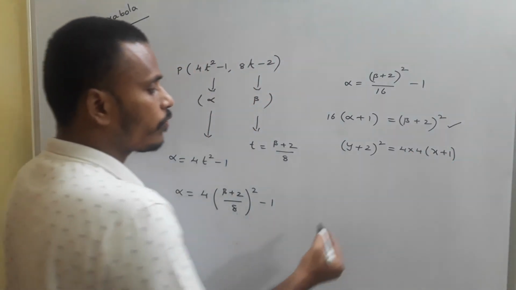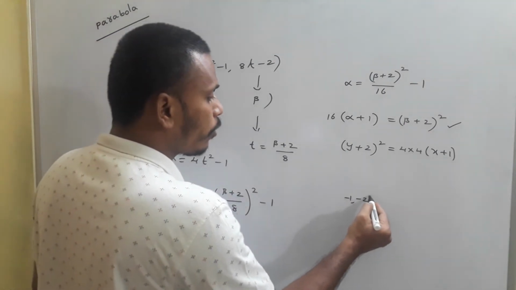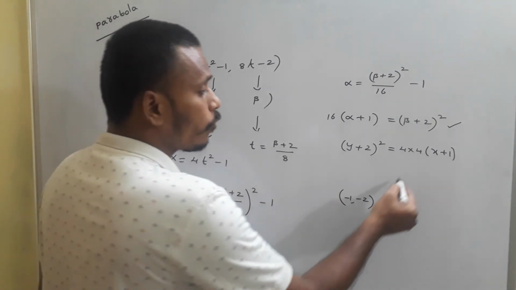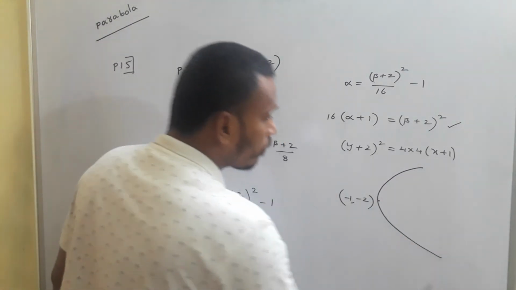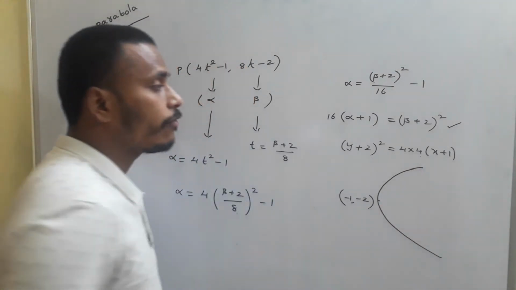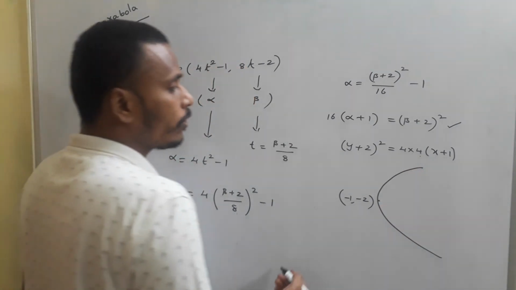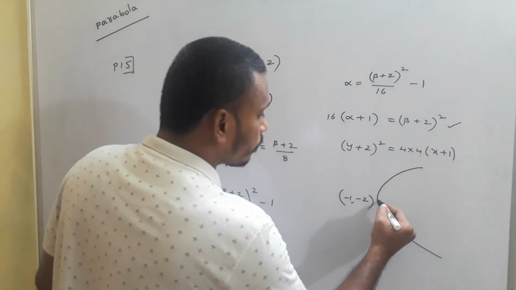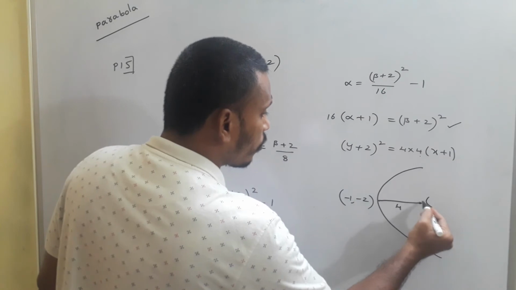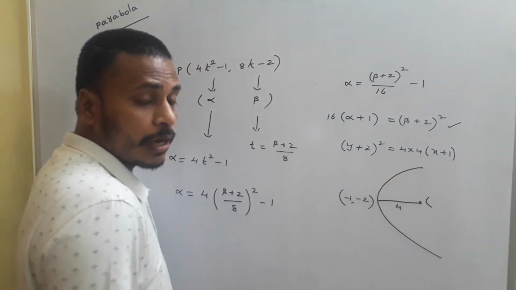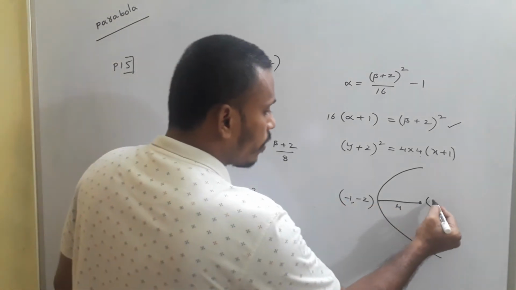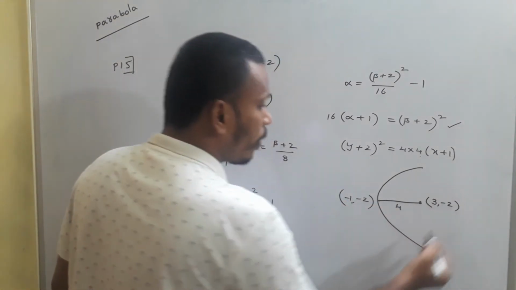So what is the vertex of the parabola? Vertex of the parabola is (-1, -2). Since it is of the form y square is equal to 4ax type, this is a rightward parabola. What is the value of a? The value of a is 4. So what to say about the focus? This distance is a, that means 4 units. Since we are moving horizontally 4 units right, add 4 to this x coordinate. 4 minus 1 is 3, so (3, -2).